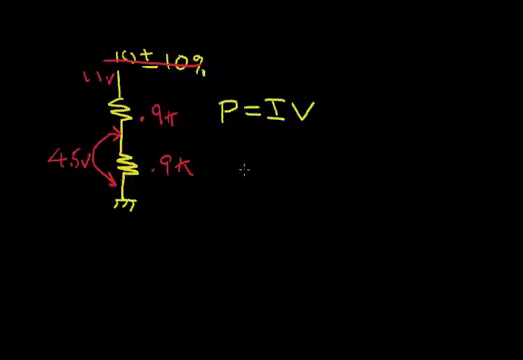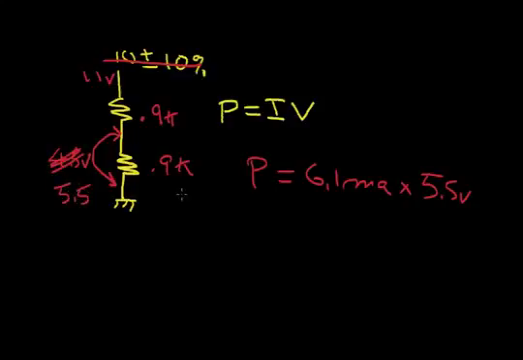If you do the calculation, the power should come out 6.1 milliamps times, I did something wrong, it should be 5.5 volts. Let's change that. 5.5 volts. So this comes out 33.5 milliwatts. So if we buy a 10th watt resistor, we should be fine. A 10th watt would be 100 milliwatts, so we'd have about a factor of 3 safety.